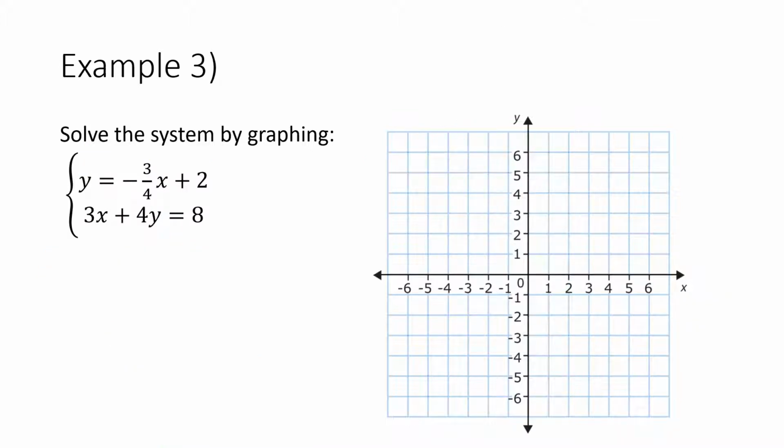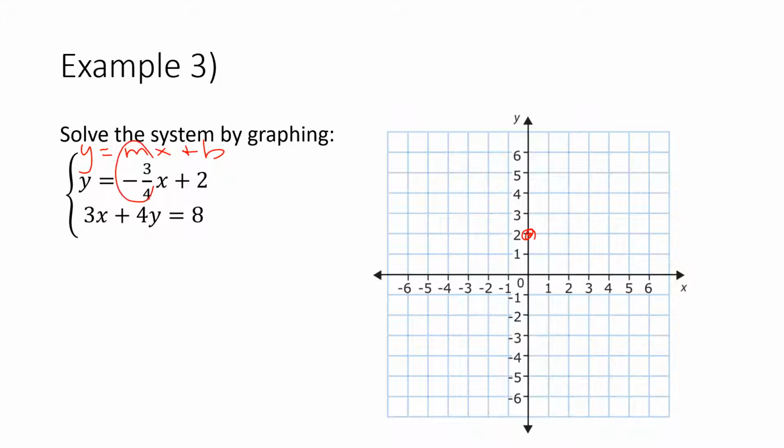Last example. We're going to graph both of these lines and we're looking for the point of intersection. So the first equation is done for us. It's already in slope-intercept form. So we know that we will begin with b. We'll start at 2 on the y-axis.